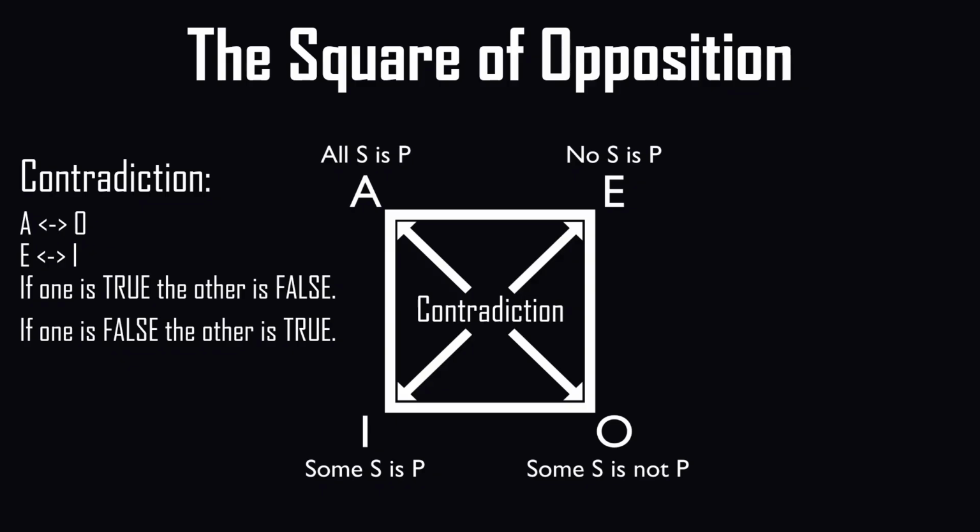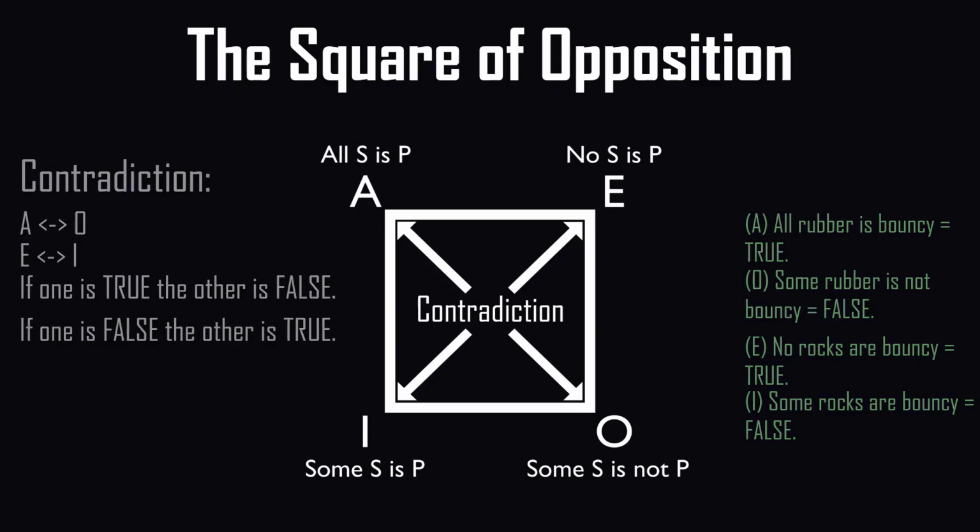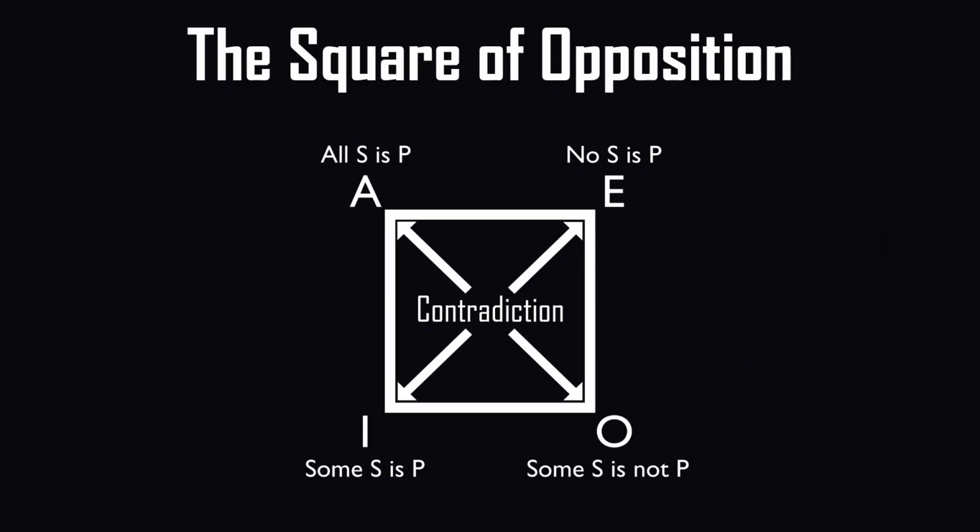Both the relationships between A and O and E and I go both ways. Here's a quick example. If all rubber is bouncy is true, then some rubber is not bouncy is quite obviously false. Similarly, if no rocks are bouncy is true, then some rocks are bouncy is false. Next on the list is contrariety. Contrariety compares A and E propositions. The rules of contrariety are as follows.